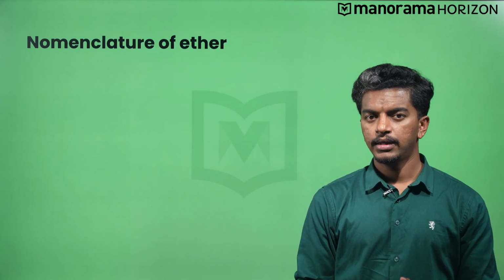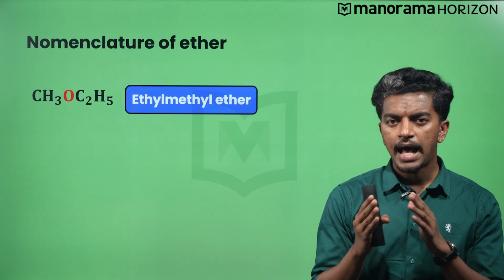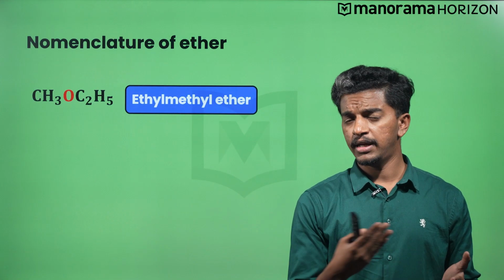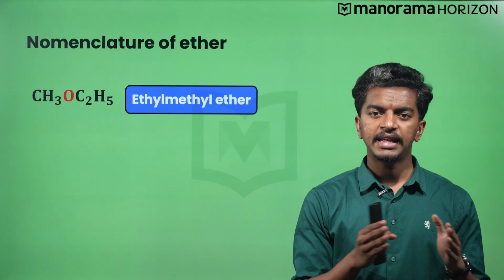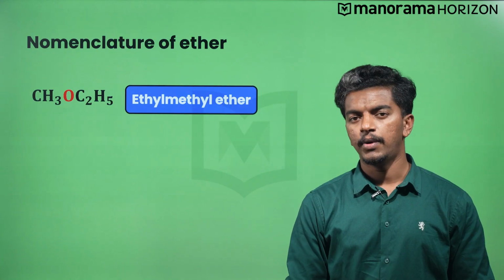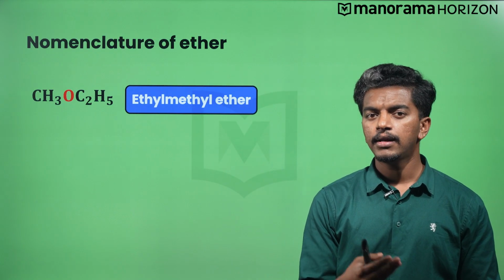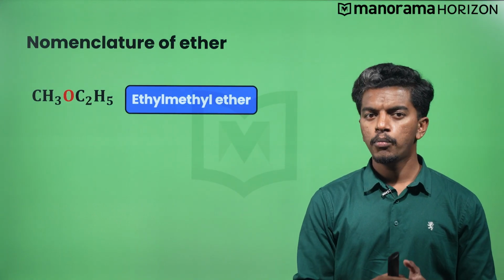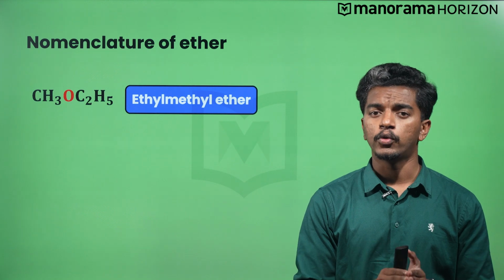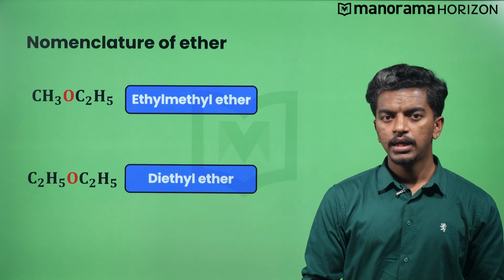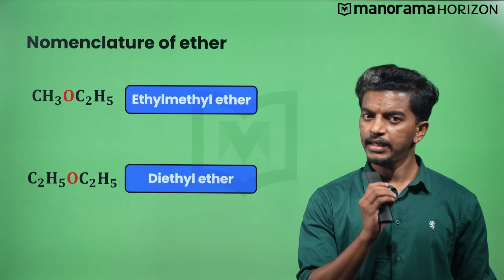On the other hand, in ethers, the common names are derived from the names of alkyl or aryl groups written as separate words in alphabetical order and adding the word ether at the end. For example, CH3OC2H5 is ethyl methyl ether. If both the alkyl groups are the same, the prefix di is added before the alkyl group. For example, C2H5OC2H5 is diethyl ether.